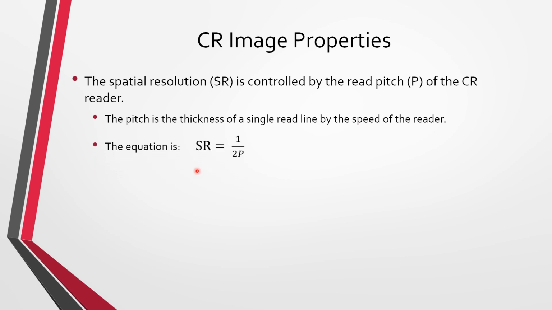The equation for spatial resolution is 1/2 times the pitch. For smaller plate size, the resolution is typically greater. So we can see that the spatial resolution is controlled by the thickness of the laser, because that's part of the pitch, and also how fast the motor moves. The smaller plates, the resolution is going to be greater. And we'll go ahead and we'll continue talking about CR image properties.